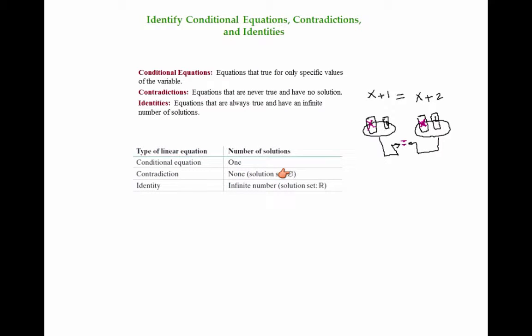Okay, identity. Identity would be where I could get any number as a solution. A good example of that would probably be if I have x is equal to x. This would be a good equation. Let's get all real numbers. I can pick any number I want that would be a solution to this equation. 1 would work, 2 would work, any other number I want to pick. So this would be known as identity.